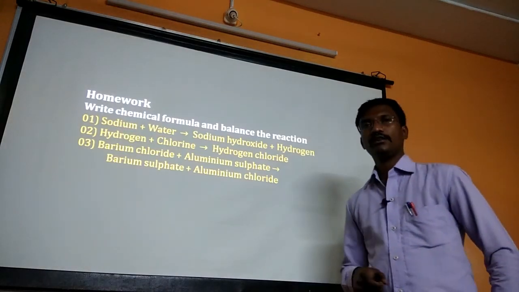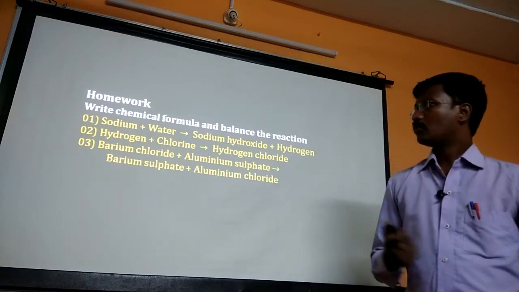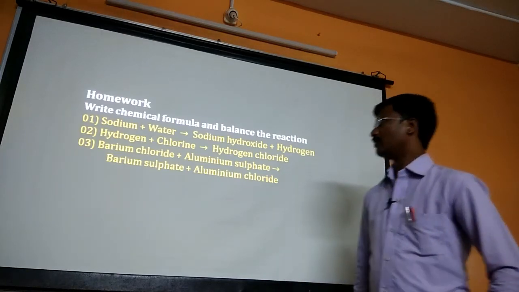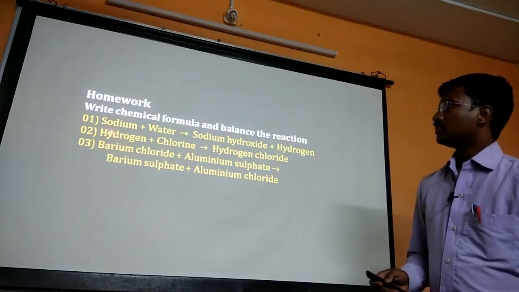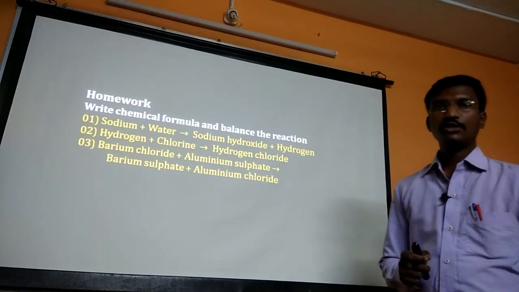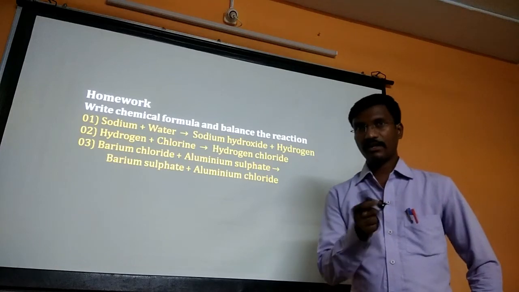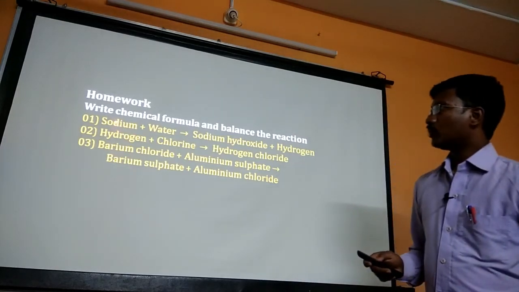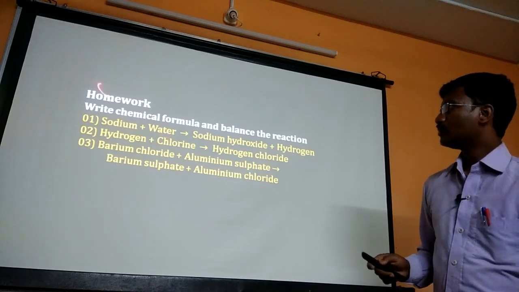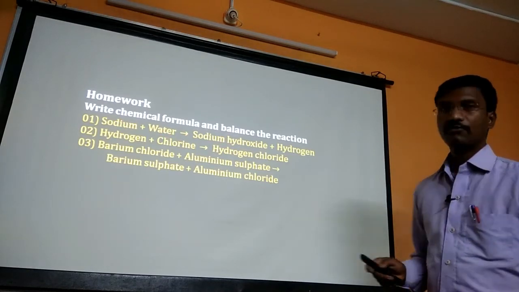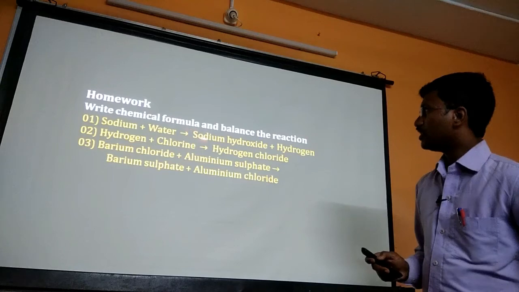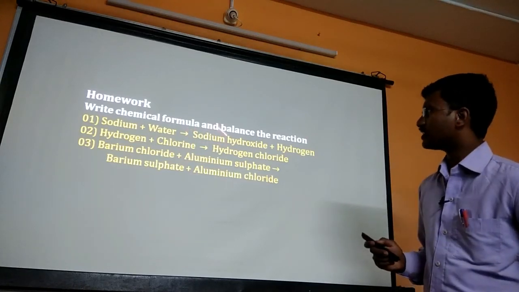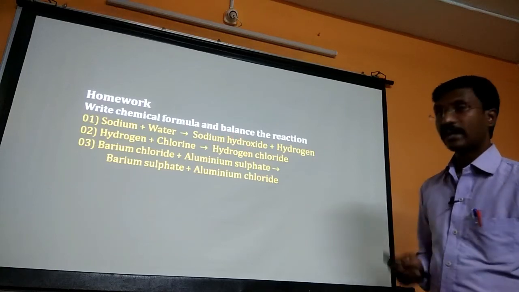I have not explained anything new because these concepts are in the syllabus of your SSLC level only. But the thing is, while writing the reaction, you need the charge of the element, plus charge and minus charge, and while writing the sodium formula, water formula, how they combine, the sodium hydroxide formula. While writing the formula, you should know about the charge. If you forget the charge, it is not possible to write the sodium hydroxide formula.